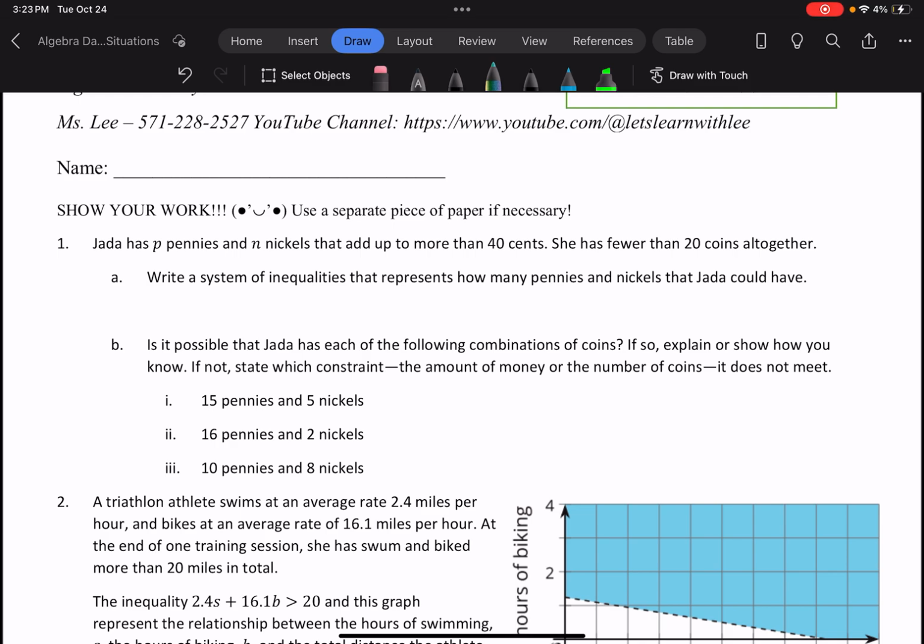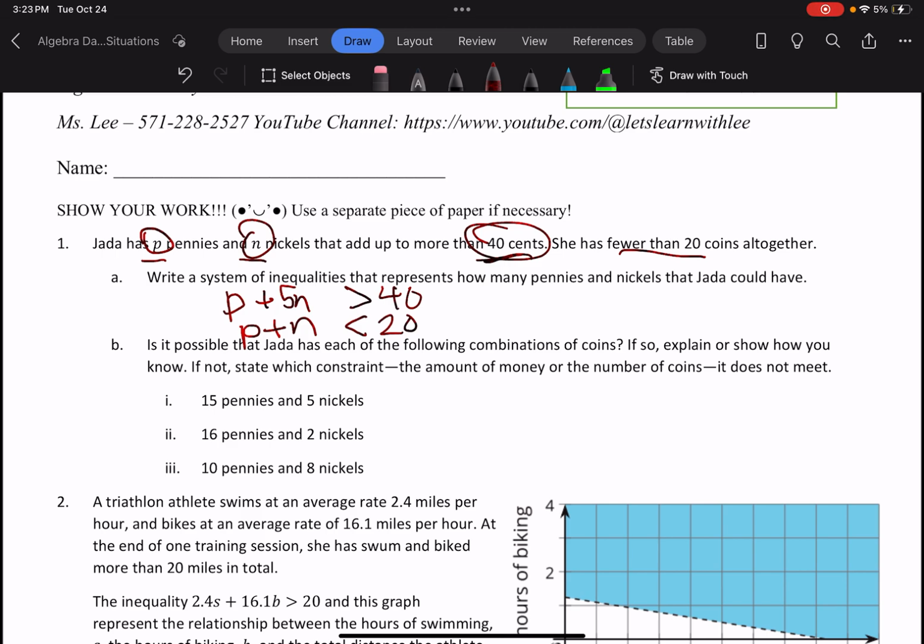So this first part says to write a system of equations for Jada, who has P pennies and N nickels that adds up to more than 40 cents. More than tells me that I'm going to be greater than 40. She has fewer than 20 coins, so less than 20 coins. And we need to write inequalities for both of these, right? So pennies are worth 1 cent each, and we're looking at 40 cents. So this would be P plus 5 cents per nickel is greater than 40, and then P plus N, the number of pennies and nickels, is going to be less than 20.